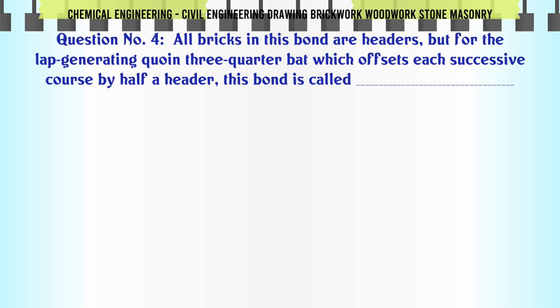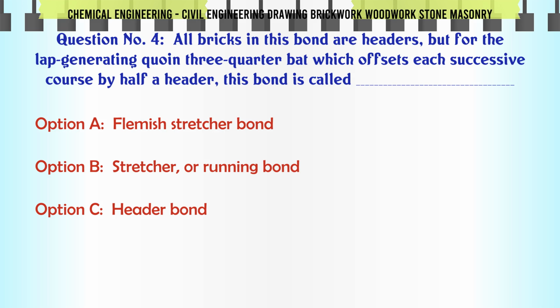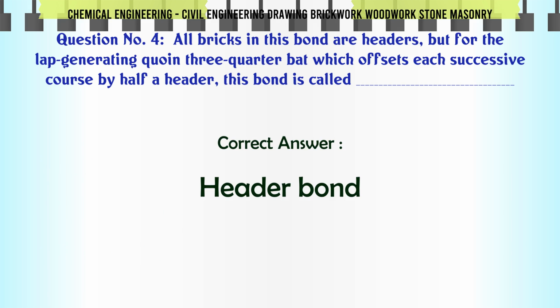All bricks in this bond are headers, but for the lap generating three-quarter bats, which offsets each successive course by half a header. This bond is called A. Flemish stretcher bond. B. Stretcher or running bond. C. Header bond. D. Raking stretcher bond. The correct answer is header bond.